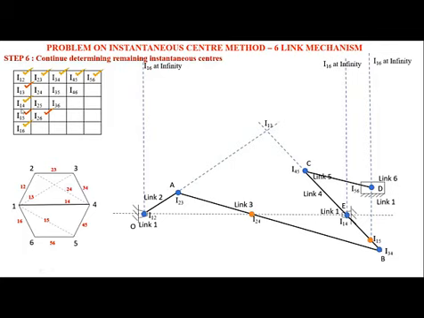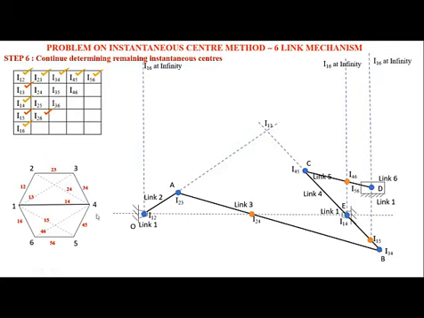Next, we have to locate I46, between 4 and 6. Now I46 is common for I16, I14 as well as I45, I56. Where is I16? I16 is at infinity, I14 is in this place. So somewhere on this line we have to have I46. And one more thing is I45 and I56. I45 is here, I56 is here. Obviously this intersection point will give us I46. So this is I46.